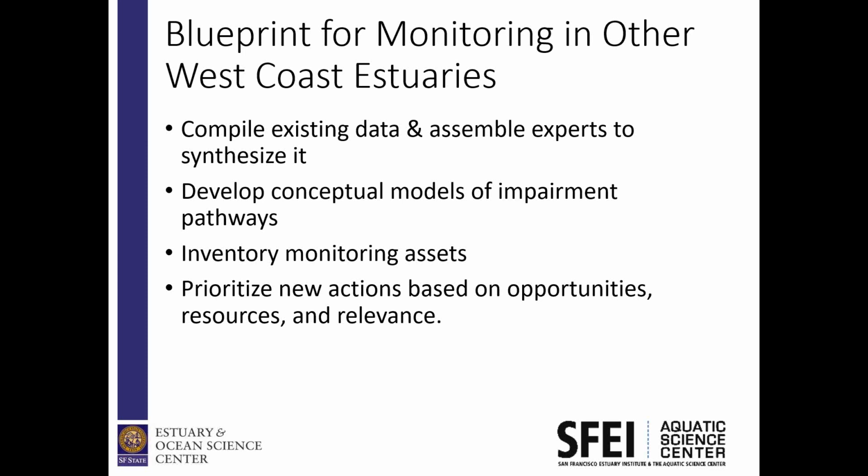It makes sense in all cases to develop a conceptual model for the impairment pathways, thinking about where the impairments might be occurring in San Francisco Bay, like for instance in the deeper channels near the mouth and the Golden Gate, was helpful in terms of knowing where we should be focusing our attention. It makes sense in all cases to then look at your existing monitoring assets and decide how you can leverage those, and then based on your situation, the assets you have, the opportunities that come up, and the priorities within your stakeholder group, take the next step in terms of adding new monitoring or new studies.